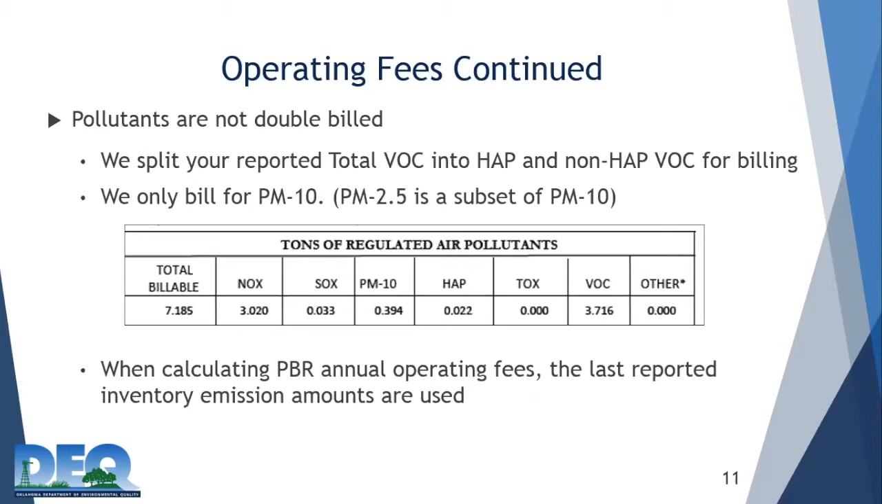Particulate matter is another one that there could be room to double bill because you're reporting PM10 and PM2.5, but we know PM2.5 is a subset, so we're only going to bill on PM10. And then a reminder for PBRs, even though they're not reporting every year, we do bill them every year, and we bill on the last reported inventories.